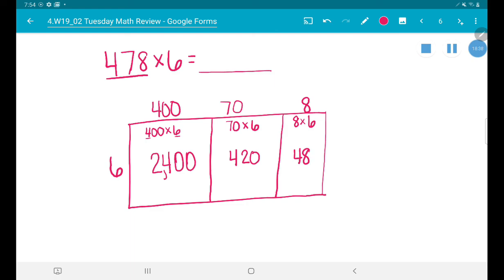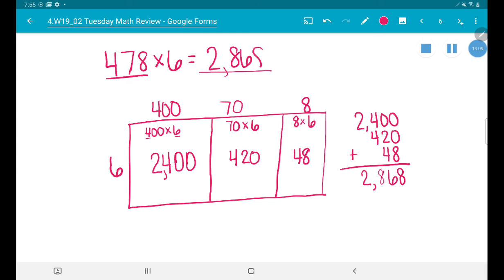Now I need to just add those together. So 2,400, 420, and 48. I'm lining all my place values up. I have 8 ones. In the tens place, I have 4 plus 2, which is 6. In the hundreds, I have 4 plus 4, which equals 8. And in the thousands, I just have 2. So the answer to your first problem is going to be 2,868.